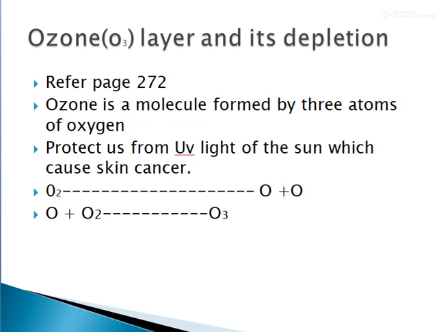And there is depletion of this ozone layer, and it's all because of humanity. Because of human advancement, we have been using synthetic chemicals in the form of chlorofluorocarbons, and these chlorofluorocarbons, CFCs, we use in our refrigerators, as well as in fire extinguishers.